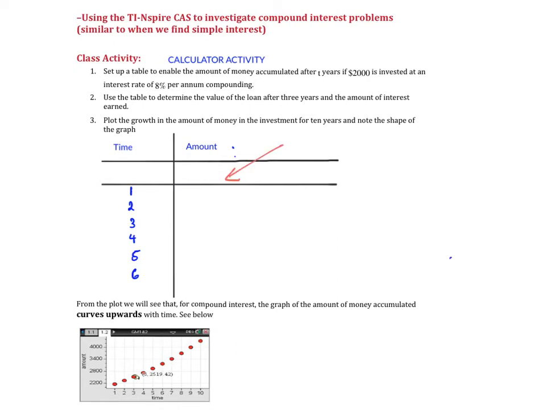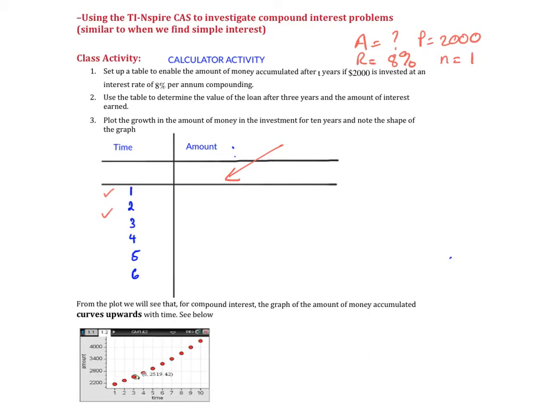Now, what does our rule look like? Well, remember, set up a table to enable the amount. So we're looking for A, and we know here that P is equal to 2,000. What else do we know from this? We know that it's invested at a rate of 8%, and it's compounded yearly because we're going up in years. So we know that N is equal to 1.